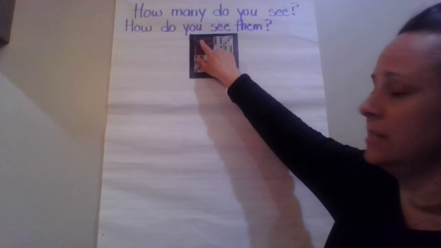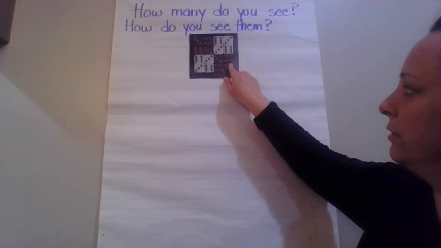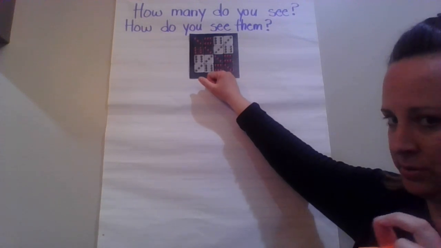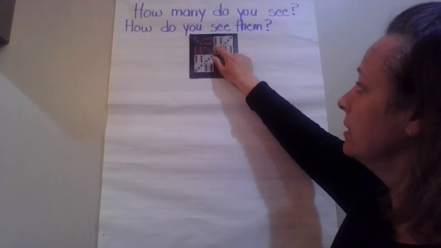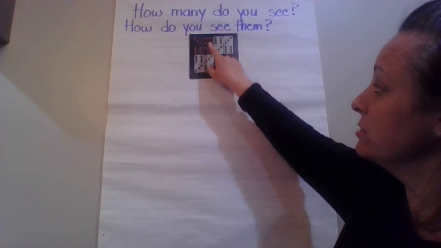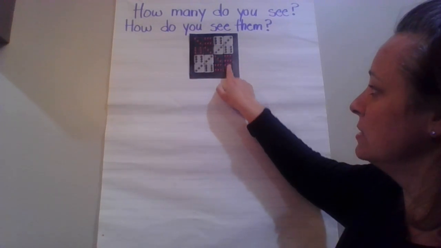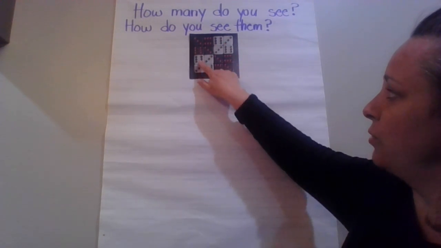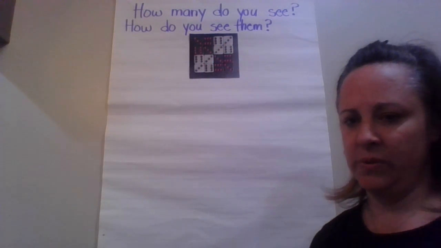So I notice that these four and these four have pink inside the pips, which are the little bumps inside your dice. And these over here have yellow inside the pips. I also notice that these four dice and these four dice are darker in color. These four and these four are white in color. So those are some things that I notice.